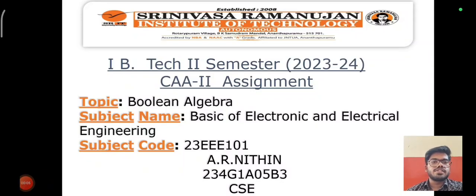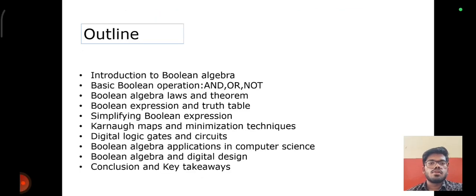The allotted topic for CA2 assignment was about Boolean algebra. At the end of the session, we know about the introduction to Boolean algebra, basic Boolean operations of and, or, and not, Boolean algebra laws and theorems, Boolean expression and truth table, simplifying Boolean expression, corner maps and minimization techniques, digital logic gates and circuits, Boolean algebra applications in computer science, Boolean algebra and digital design. At the end, conclusion and key takeaways.